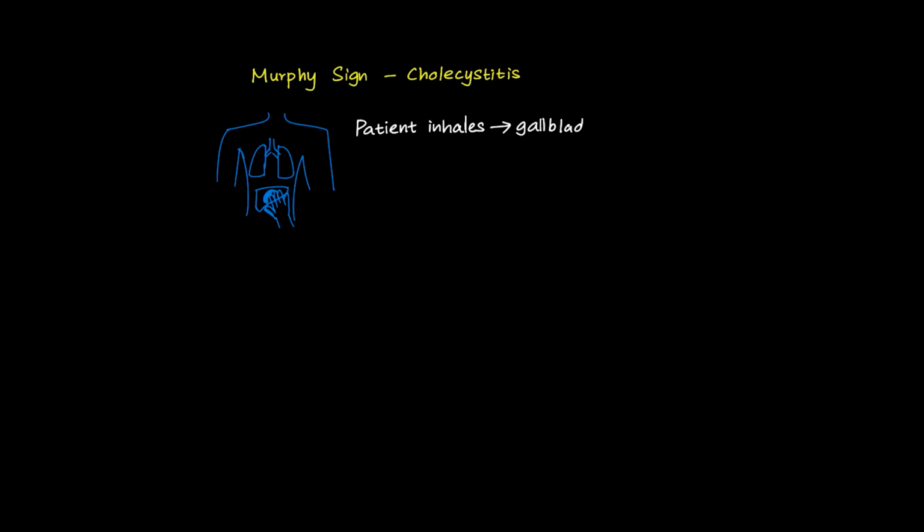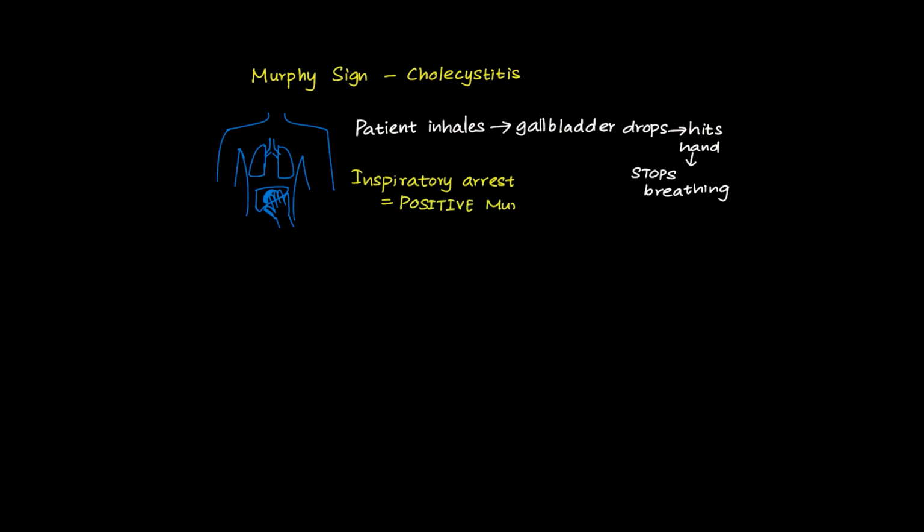The nurse places their hand below the right costal margin in the right upper quadrant. They ask the patient to take a deep breath. As the diaphragm pushes the liver and gallbladder downward during inspiration, the inflamed gallbladder contacts the examiner's hand. The contact is so painful that the patient instinctively stops inhaling mid-breath. That abrupt inspiratory arrest is what defines a positive Murphy sign.